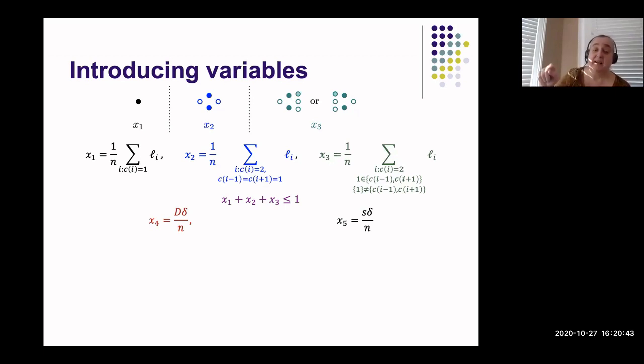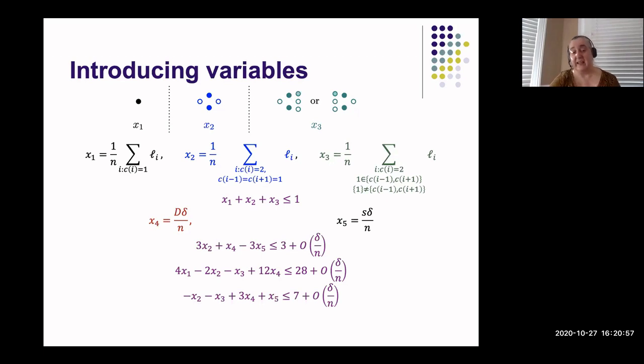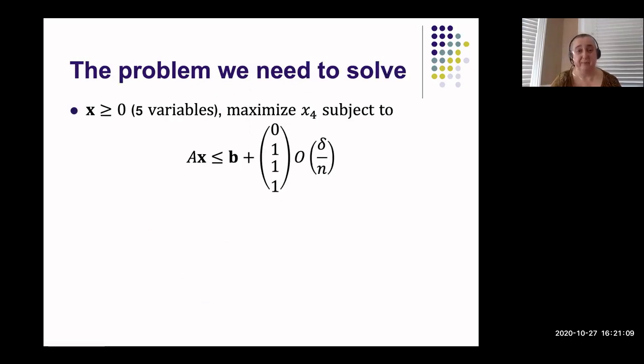x4 is d times delta over n. I want d to be at most a constant times n over delta, so x4 will correspond to my constant. And x5 is s delta over n, when s is a particular kind of column. We can show a couple of inequalities of this type, and this would be a complete linear programming problem, except I have this big O delta over n instead of constants.